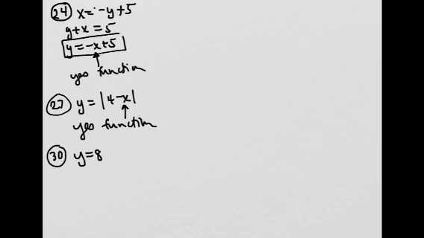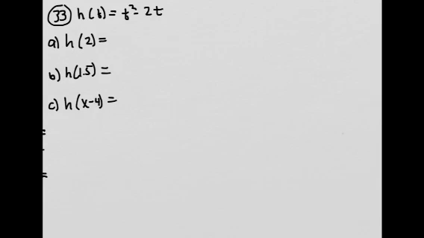Number 30 is y equals 8. Remember, this is a horizontal line. So horizontal lines are functions. They pass the vertical line test. So this one, yes, is a function. Because again, remember, it's a horizontal line. Here's 8. It goes across this way.